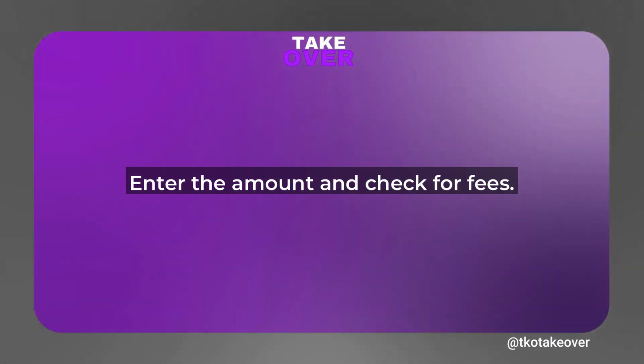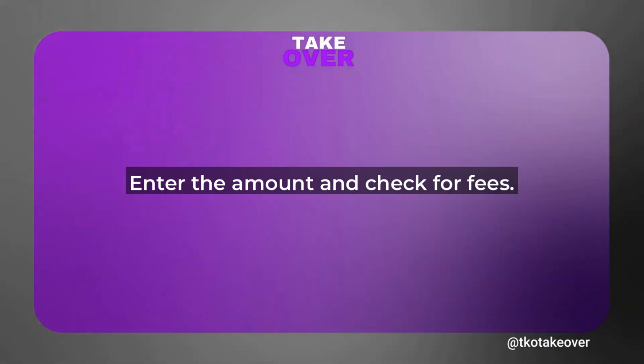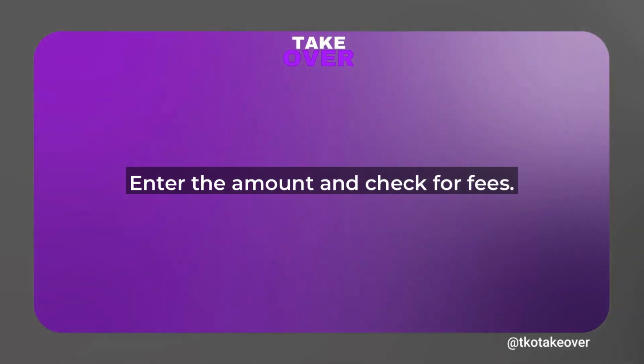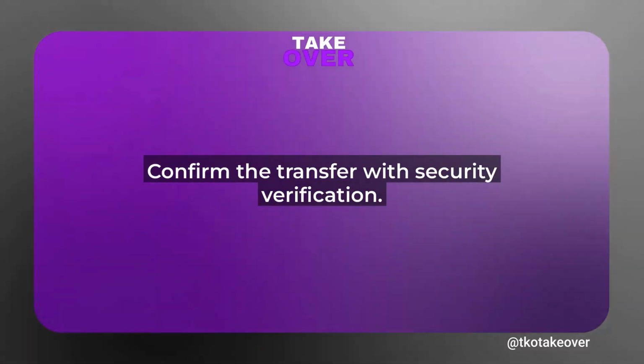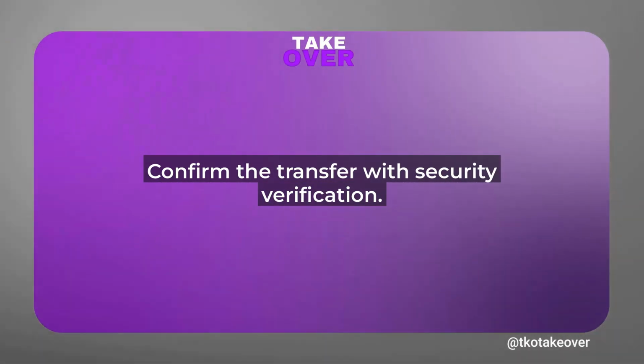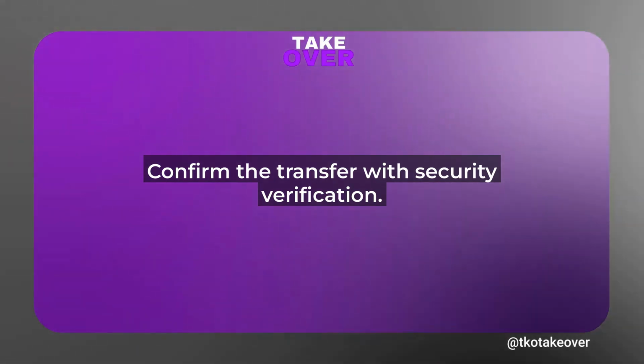Step 4. Sit back and wait. Transfers from AIB to Revolut typically take just a few minutes, but always check your Revolut app to confirm the funds have arrived. If there's a delay, don't panic. Contact AIB support through their in-app chat, which is super responsive these days.